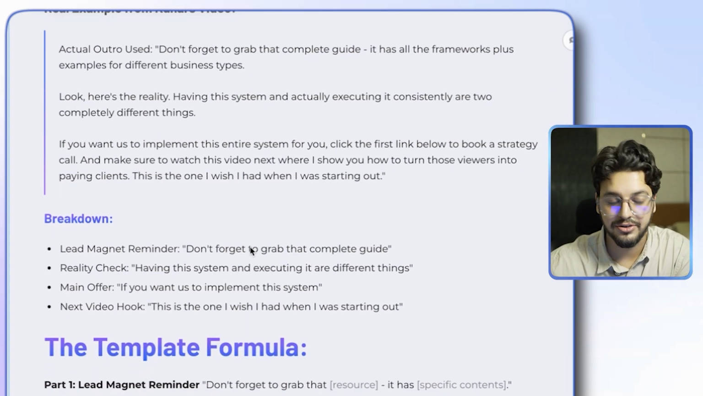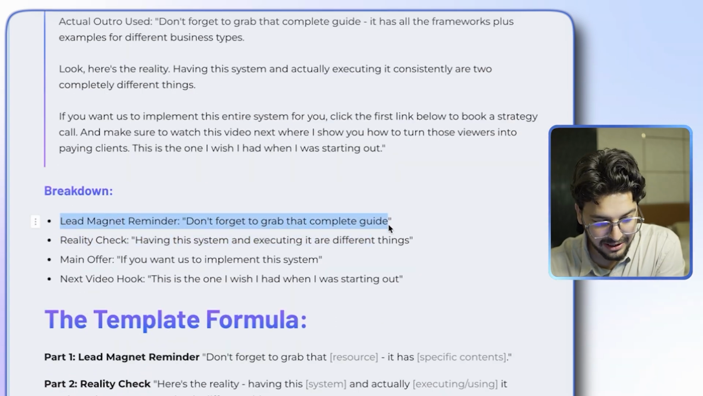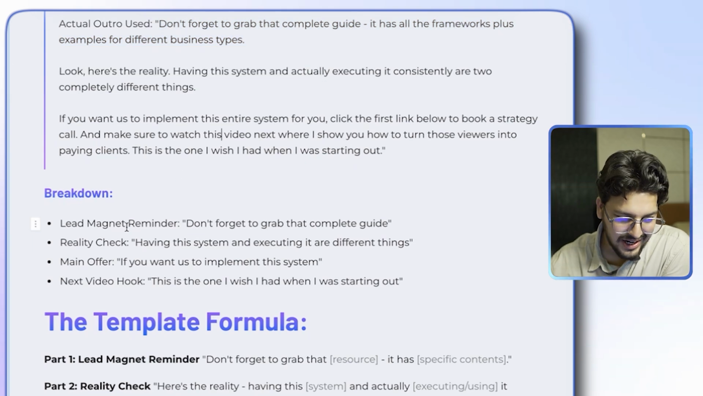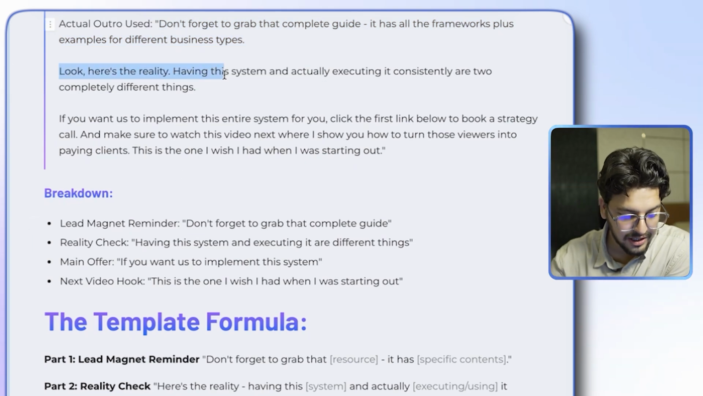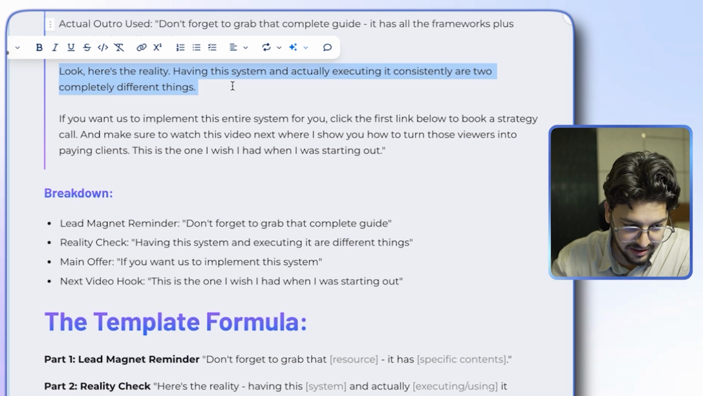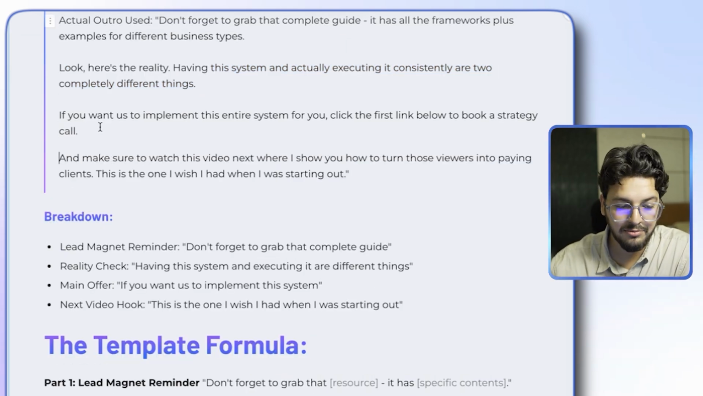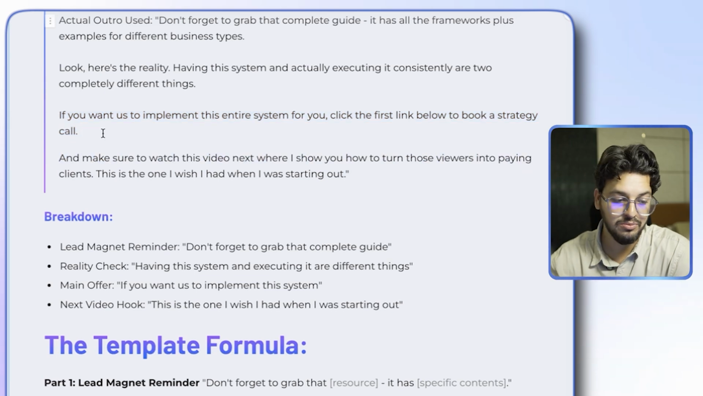Now let me break it down for you. The first thing I have to do is remind them about your lead magnet, which I did here in the first line itself. Then the second line is what I call a reality check. I acknowledge that knowing and doing are different things, which I did in the second line here. Then the third thing is your main offer, which I did here in the third line. That's where I mentioned my strategy call and asked them to book a strategy call with me.